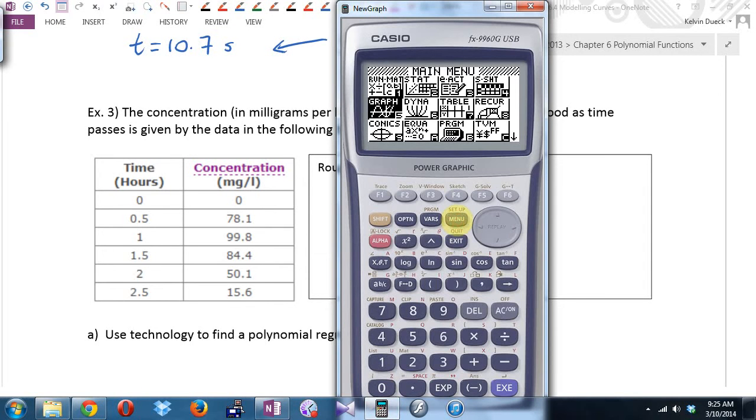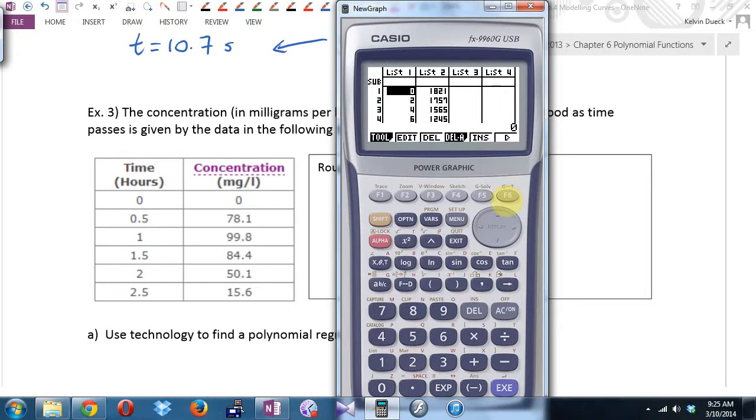So I'm going to go menu, stat, clear what I have. Christina, just follow along with this one. You can get the other stuff later. Delete what you have. Looks like I have 6 data points. 0, 78.1. Type this in. No, you need to practice typing this in. You really and truly do.